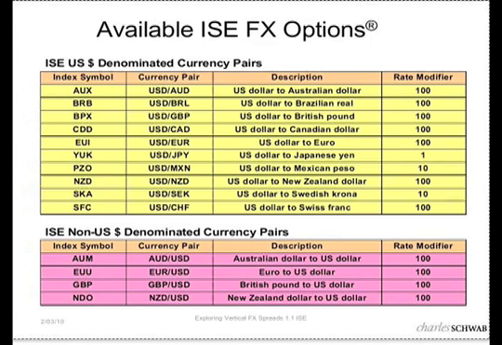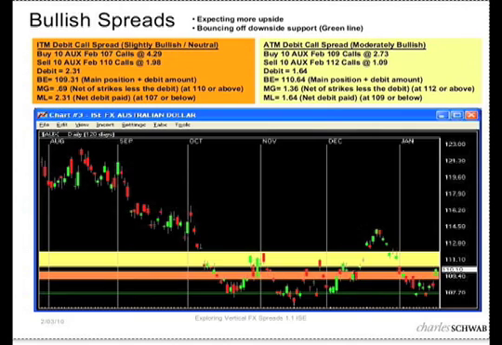So what I've got on the next few slides are some examples of vertical spreads on these specific indices. I looked at all of them and found some that fit well with the examples I wanted to provide, and we'll take a look at them. The first example is a bullish spread on the AUX, which is the Australian dollar. So this is the AUX, the US dollar relative to the Australian dollar, and again, it's denominated in terms of the US dollar.